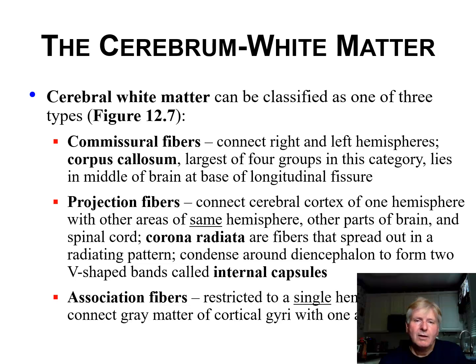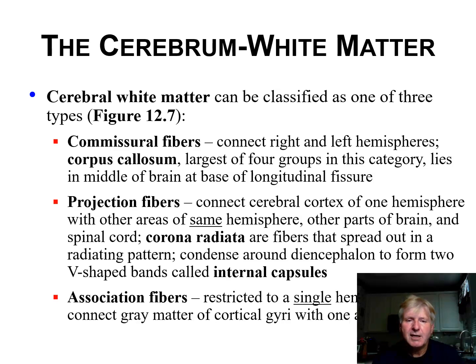Okay, now let's look at cerebral white matter. We've discussed cerebral gray matter. Now let's take a look at cerebral white matter. They're classified in one of three types. The commissural fibers connect your right and left hemispheres. The corpus callosum is the largest of the commissural fibers. They're found in the middle of the brain at the base of the longitudinal fissure.